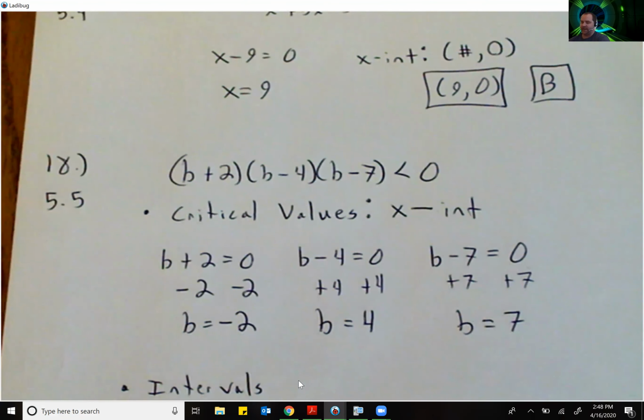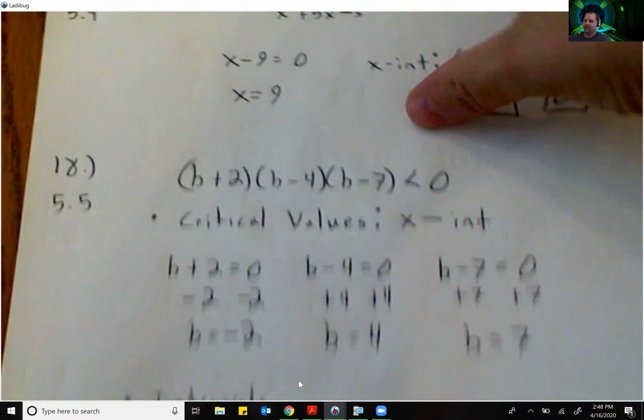So we're going to select a number smaller than -2 and test it. I'm going to test -3. We're going to select a number between -2 and 4. Easy enough number, 0. We're going to select a number between 4 and 7. I'm going to choose 5. And we're going to select a number above 7. I'm going to choose 8. And all I want to do is take these numbers. Oh, sorry, you can't see my intervals.